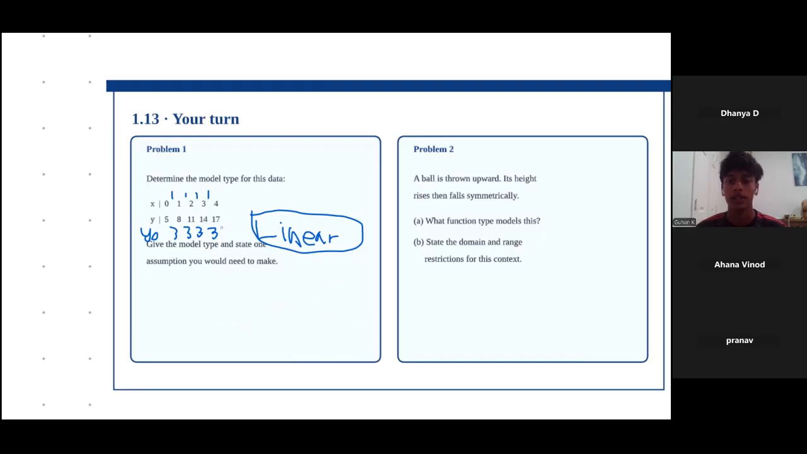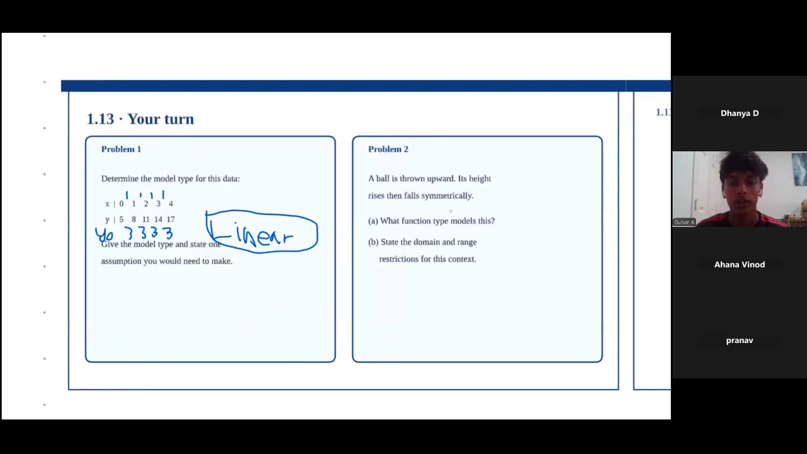All right, and then for the second problem, a ball is thrown upward. Its height rises, then falls symmetrically. What function type models this? Okay, so if I threw a ball, right? Let's say this is me. I threw a ball, then the ball is going to go up. It's going to reach its maximum, and then gravity's eventually going to pull it down, and it's going to hit the floor, and that's it.